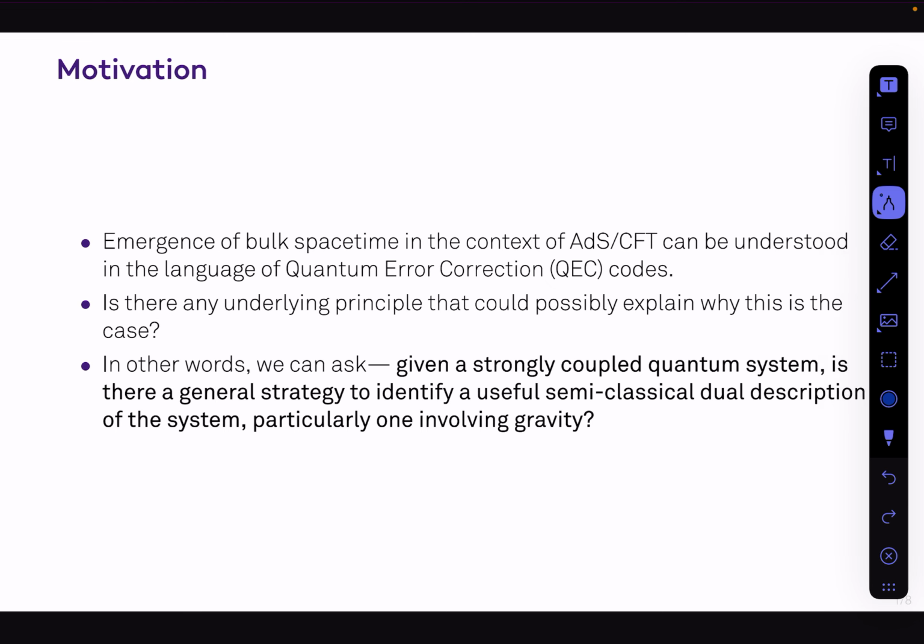Let me first discuss the motivation that went into this work. We know that emergence of bulk can be well understood in the language of quantum error correction codes, so it's very natural to ask if there is any underlying principle or some general strategy to identify a semi-classical dual description of a strongly coupled quantum system.